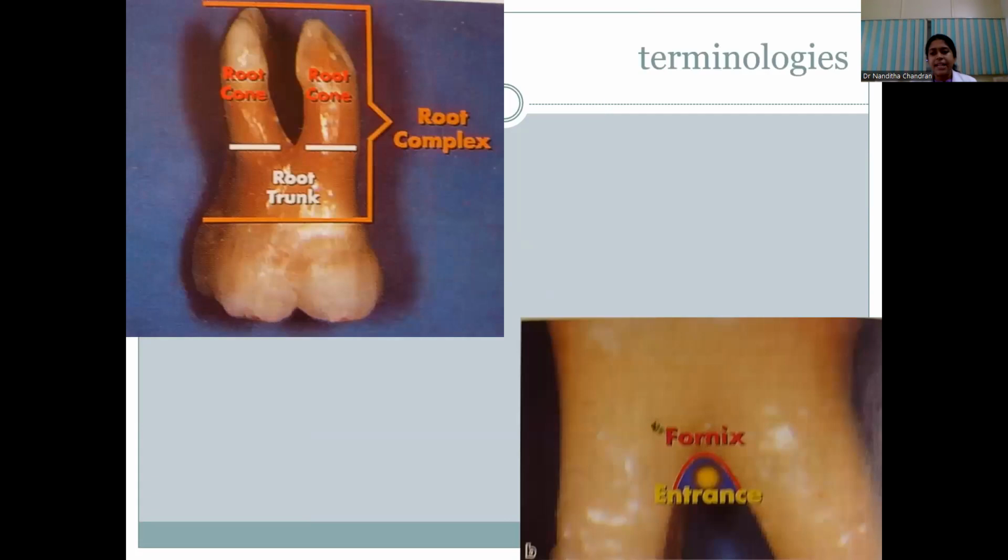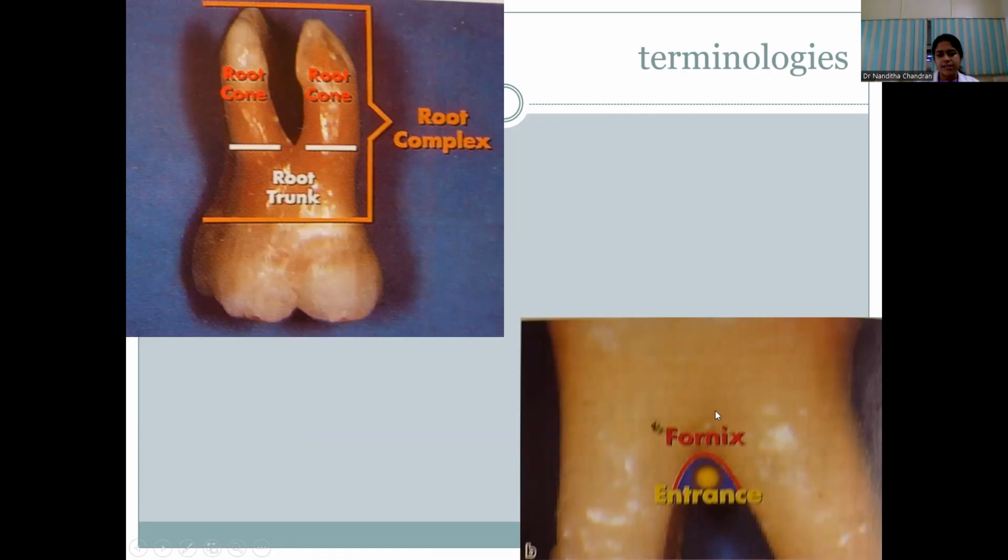Now certain terminologies related to furcation involvement. In this picture, we can see an important terminology called root complex. This is the entire root complex, which consists of two components, root trunk and root cone. What is root trunk? It is the distance from the CEJ to the divided portion of the root. And what is root cone? It is the distance from the divided portion of the root to the tip of the tooth root. So here to here is the root cone and here to here is the root trunk. Together, the root cone and root trunk form the root complex.